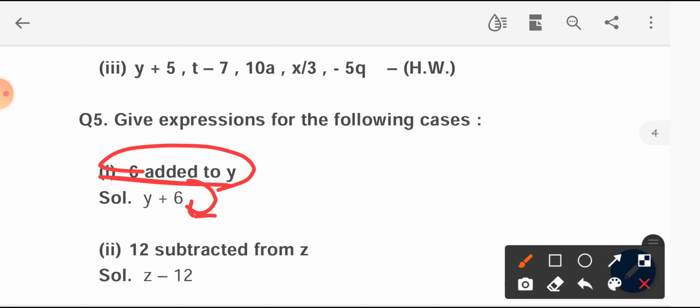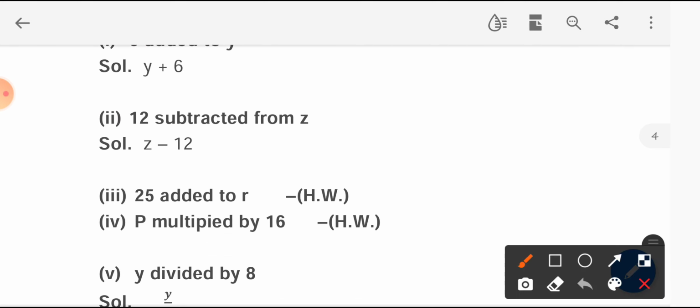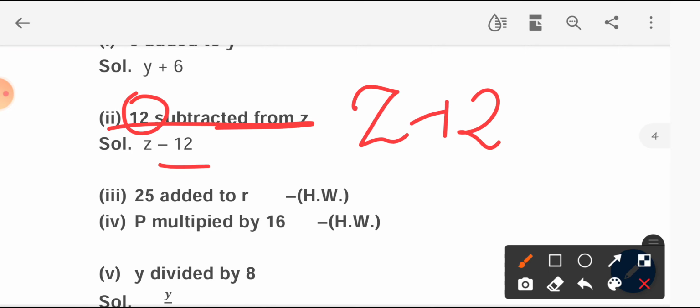But in question number 5, statement is given and you have to change it into an expression. So 6 added to y. 6 added to y means y plus 6. हमें 6 किस में ऐड करना है? y में. So y plus 6. Then 12 subtracted from z. From z what we have to subtract? 12. So z minus 12.